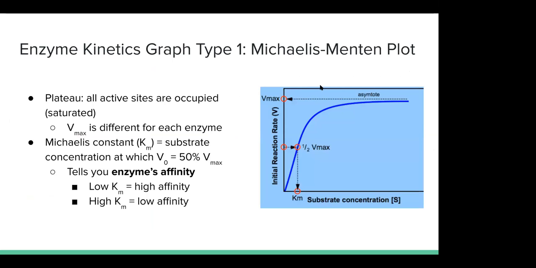So Km stands for the Michaelis constant, and it is defined as the substrate concentration at which the initial reaction rate is 50% of Vmax. So it's basically telling you how much substrate is needed to reach half of the maximum velocity. Does that make sense? If anyone could explain it better than me, please.